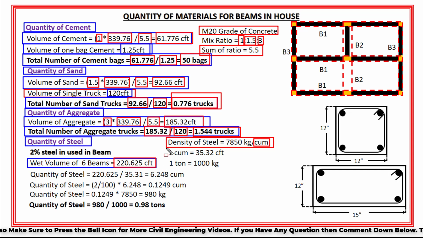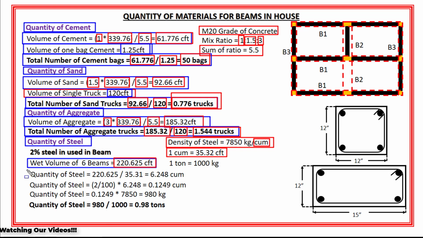So we know that 1 cubic meter is equal to 35.31 cubic feet, okay? So the weight volume of these 6 beams in cubic meter is equal to total weight volume of these 6 beams in cubic feet, which is 220.625 cubic feet, divided by 35.31, and the total weight volume of these 6 beams in cubic meter is equal to 6.248 cubic meter.